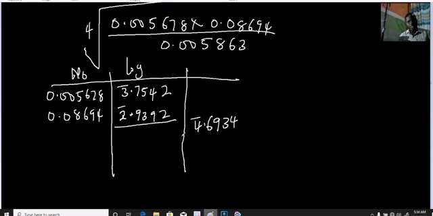So that's that. Then come to this one. So what do you see here? You have 0.05863. So again, it's 30 that is here, so you place 30 here. So you will check it again.